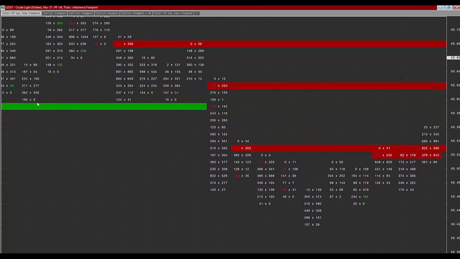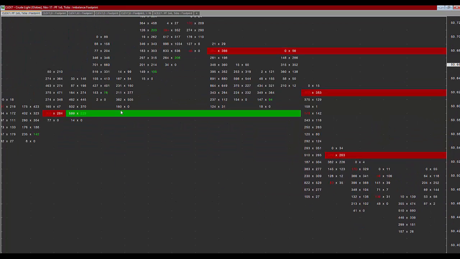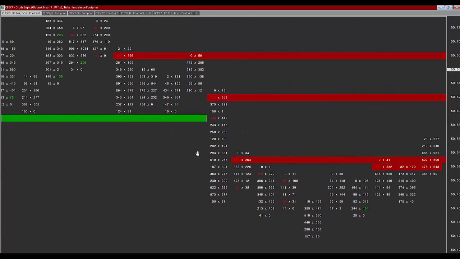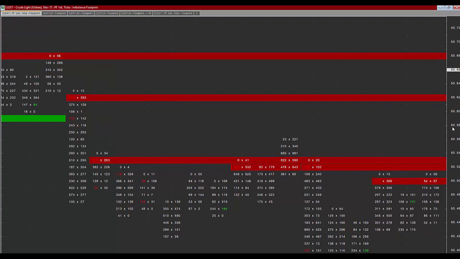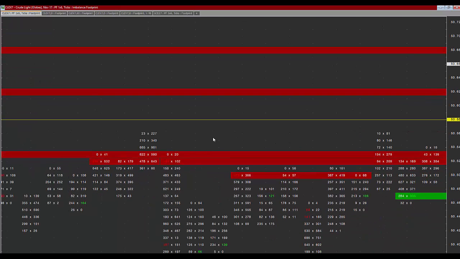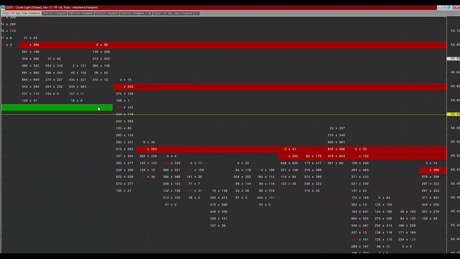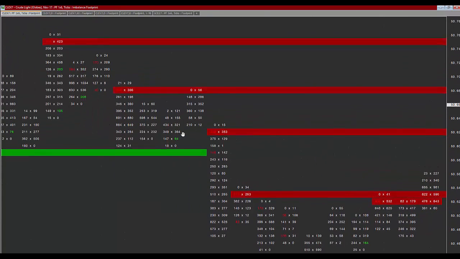Look at this green. This green came in. Look how well this green worked as support in there, support in there, support in there, and then it got taken out. So what the hell do you think happens? It works as great overhead resistance until that doesn't. Look at that. Now we go over.